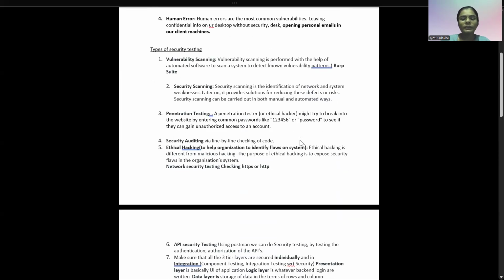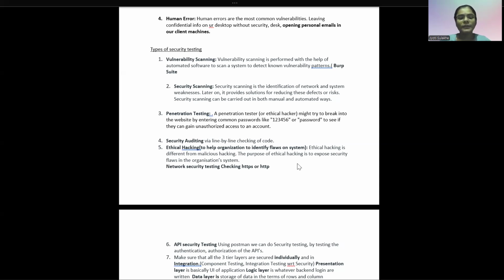So we have types of security testing. The first is vulnerability scanning. Vulnerability scanning is performed with the help of automated software or tools like Burp Suite. It scans a system to detect known vulnerability patterns. Second is security scanning. Scanning is the identification of network and system weaknesses. Later on, it provides solutions for reducing these defects or risks. Security scanning can be carried out both manually and in automated ways.